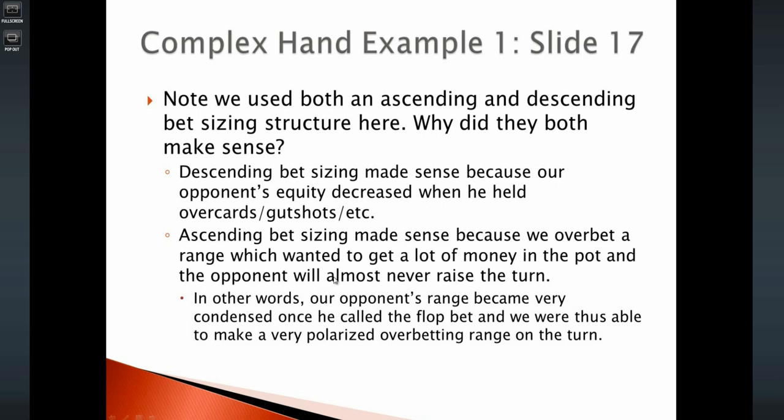So in other words, our opponent's range became very condensed once he called the flop bet, and we were thus able to make a very polarized overbetting range on the turn. That doesn't mean we only wanted an overbetting range, because there were a lot of hands that did want to bet that overbetting didn't make sense with. But using an overbetting range that consists of just nutted hands and air, and then taking the right amount of nutted hands and putting them into the small betting range to balance it, seems like it's going to be really effective here.